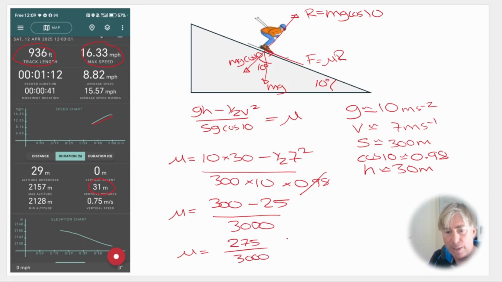Now if I tap that into a calculator, I really want a decimal value, because frictional coefficients are usually given as decimals. So here we go, 0.092, or approximately equal to 0.1. So you'd expect it to be low, because that's the whole purpose of skiing, sliding down the mountain. And I'm now going to look that up and see if it corresponds to an accurate value.